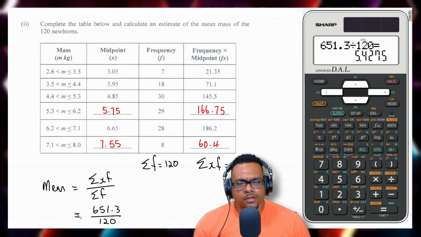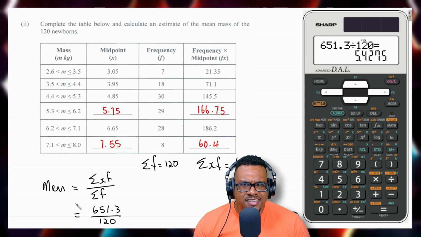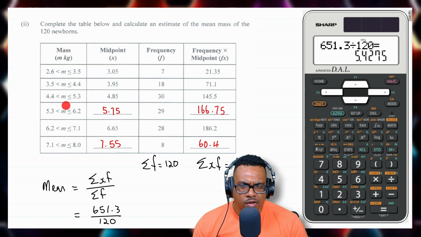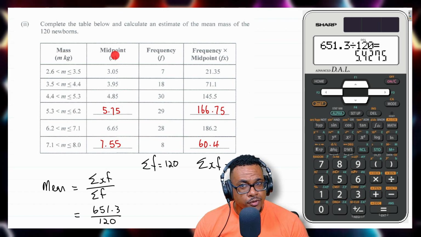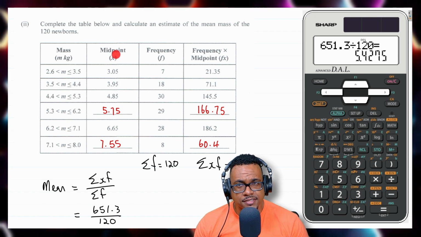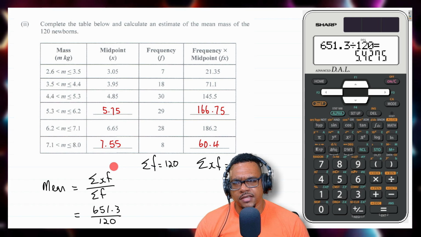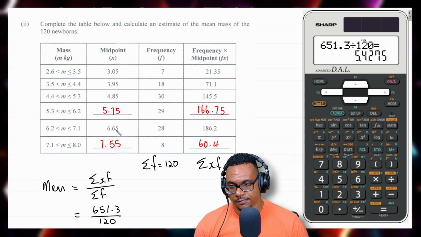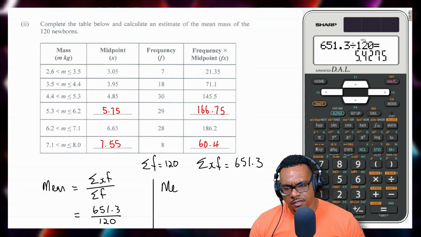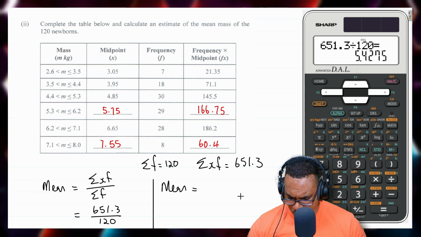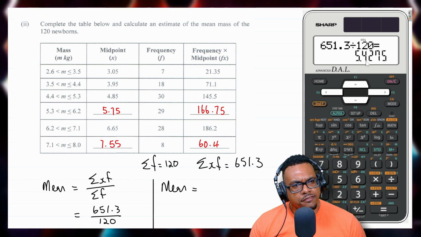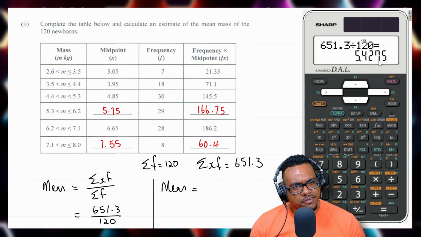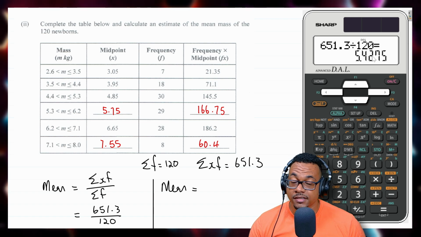5.4275. Now, seeing that the mass here was given to 1 decimal place and the midpoint, which is the midpoint of the mass, was given to 2 decimal places, I would approximate the mean mass to 2 decimal places. So we're going to have the mean is equal to, and if you look here, we have first decimal place, second decimal place is this 2. After the 2 is a 7, therefore this 2 goes up by 1, and I have 5.43 kilograms.